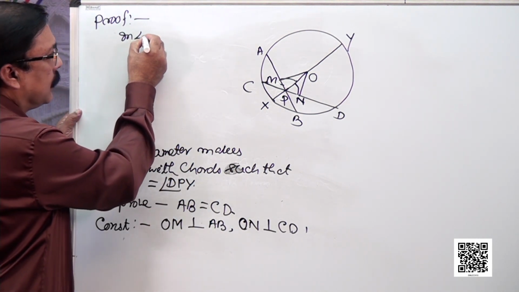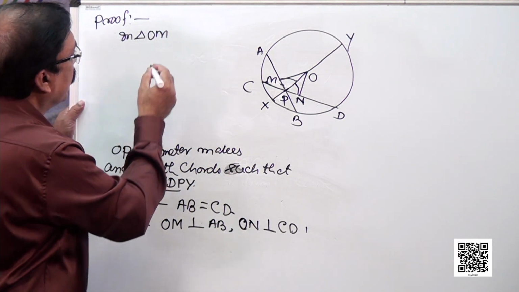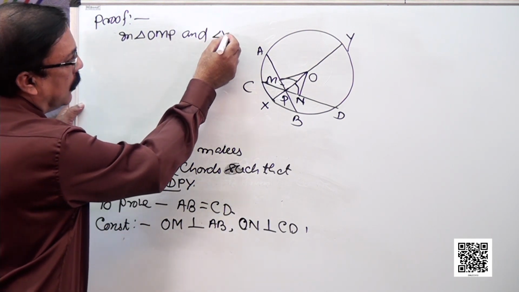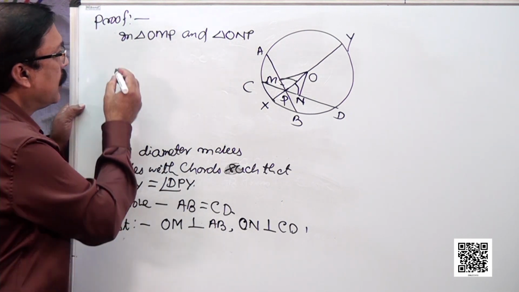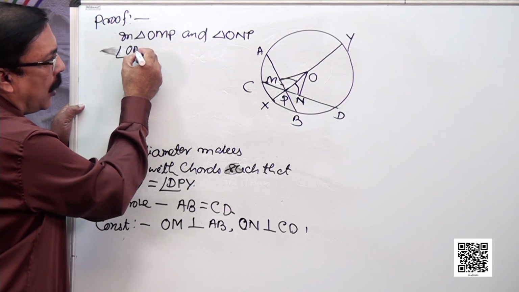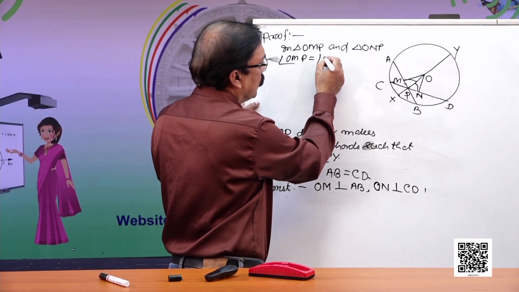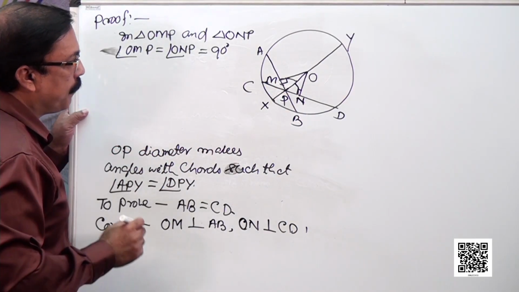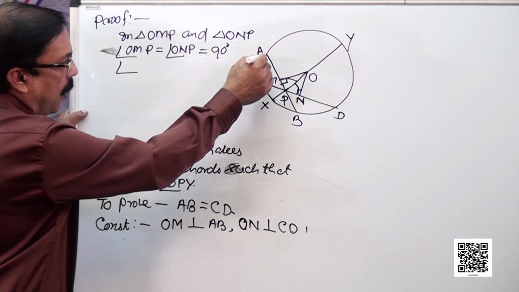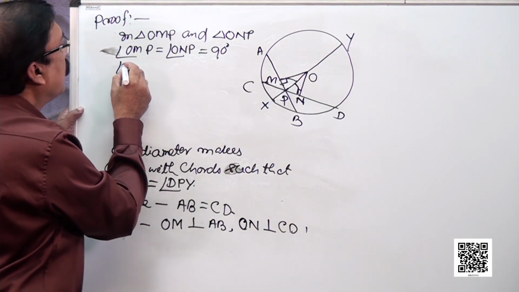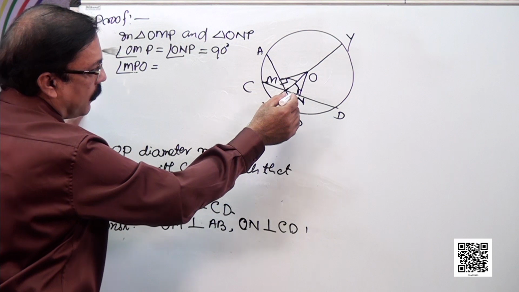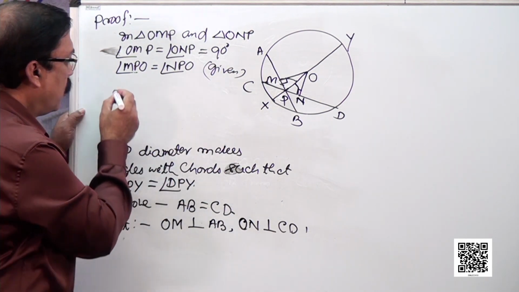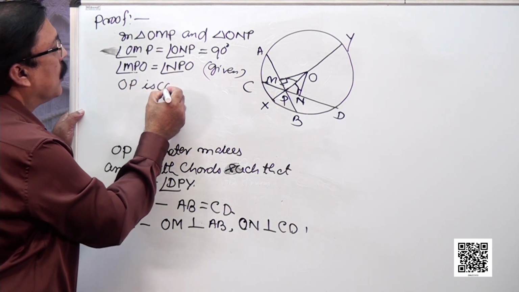In triangle OMP and triangle ONP, what are equal? Given that angle OMP is equal to angle ONP, equal to 90 degrees, as these are perpendiculars drawn. And again, angle APO or APY is same as MPO. So MPO is equal to NPO, this is given. Now OP is common side.